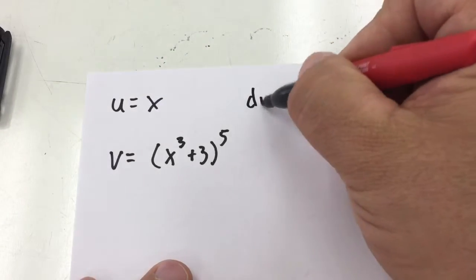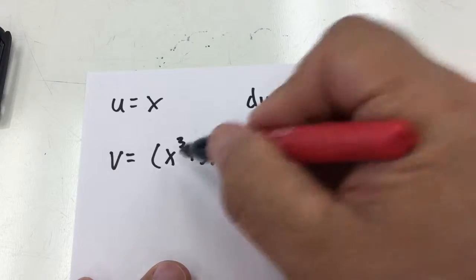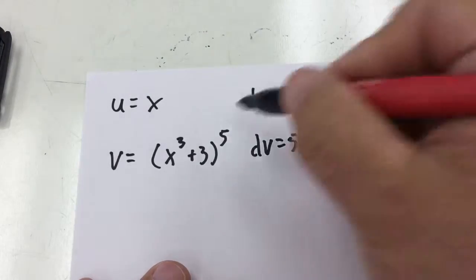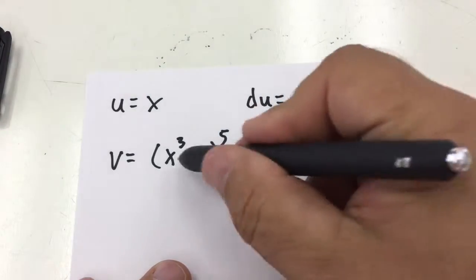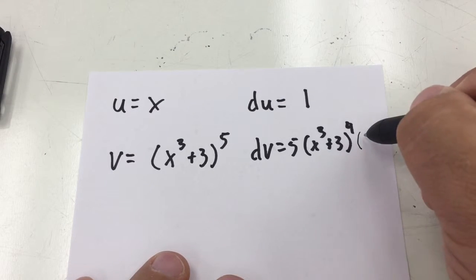Now my DU equals 1. The derivative of X is 1. My DV is going to be 5 times X cubed, I keep that the same, plus 3, minus 1 from the exponent to the 4th, then I have to come back and take the derivative of these guts. So the derivative of x cubed plus 3 is just 3x squared.